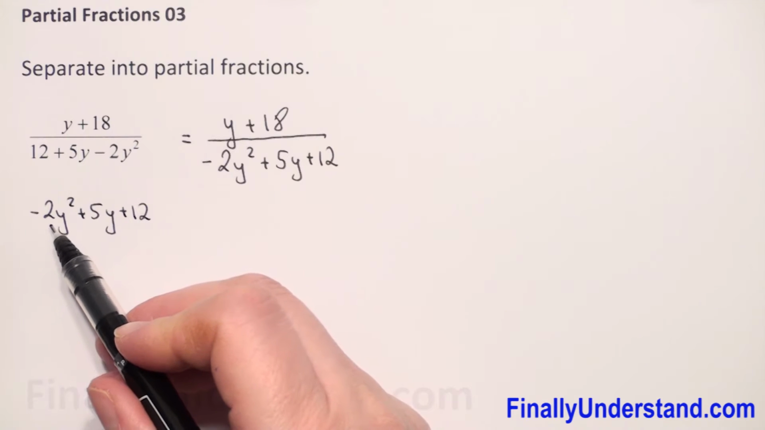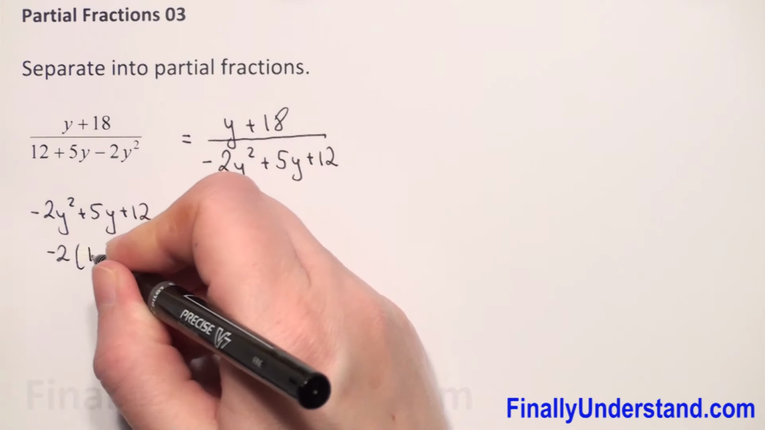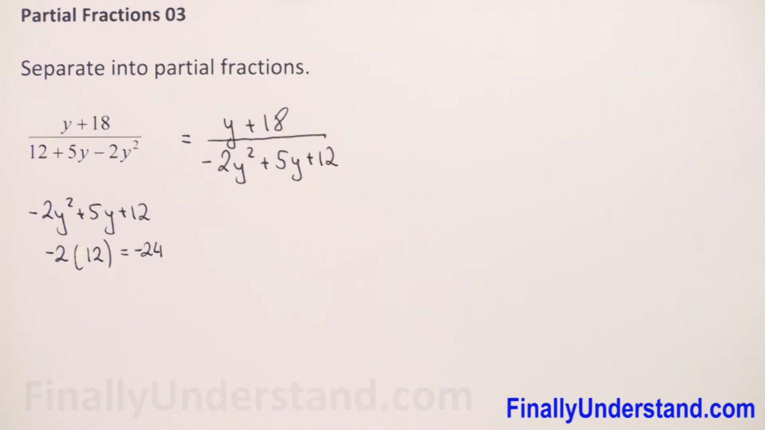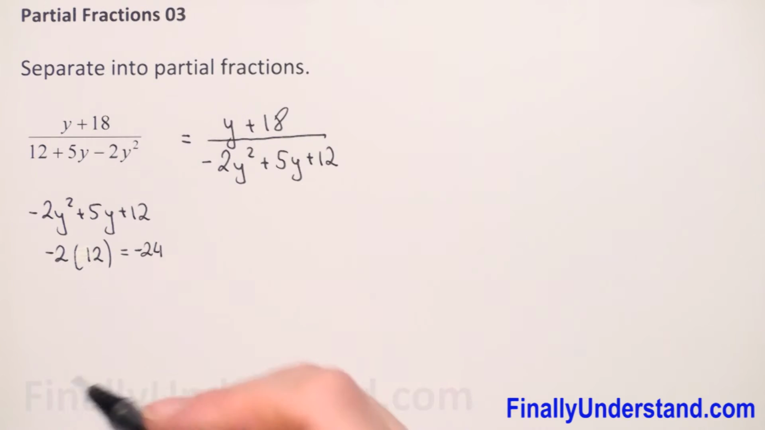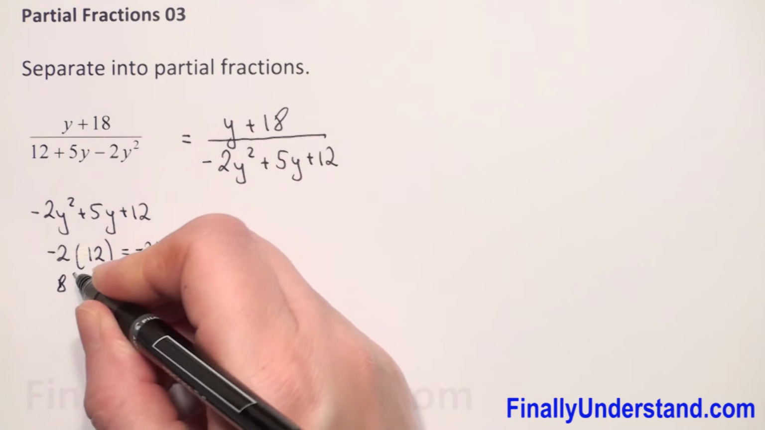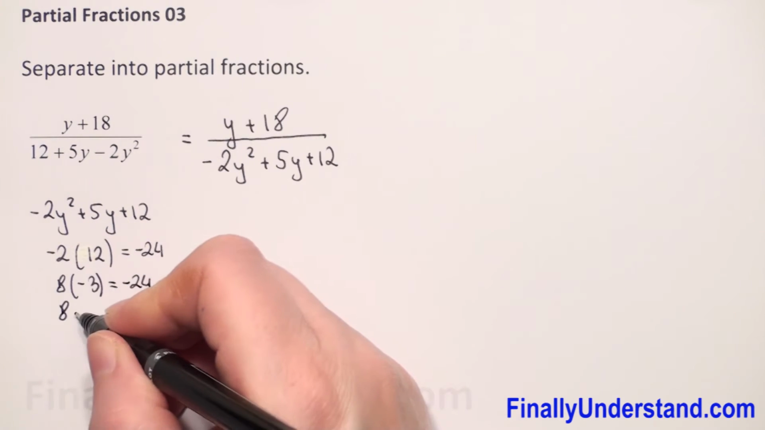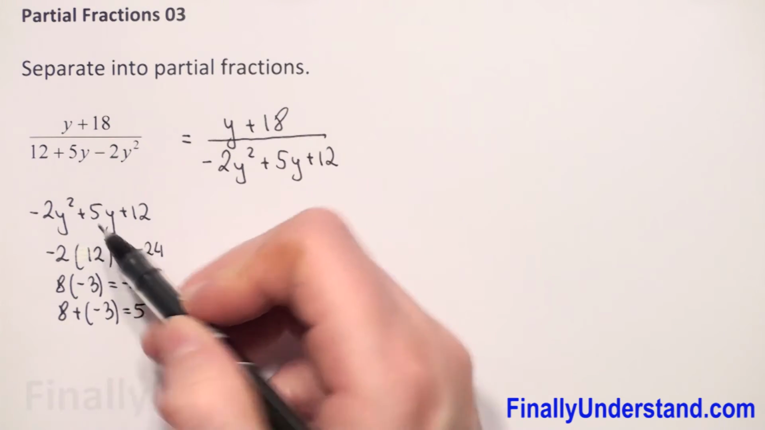First, we have to multiply the coefficient before y squared times the constant. So negative 2 times 12 is equal to negative 24. Now we have to find two numbers which, when I multiply them, give negative 24, and when I add them, give 5, the coefficient before y. So it will be 8 and negative 3, because 8 times negative 3 gives me negative 24, and 8 plus negative 3 is equal to 5. The coefficient before y is 5.